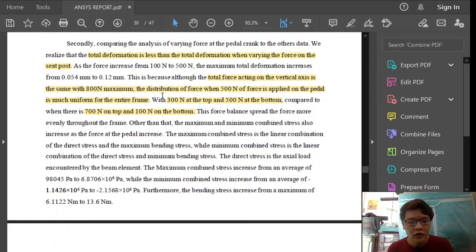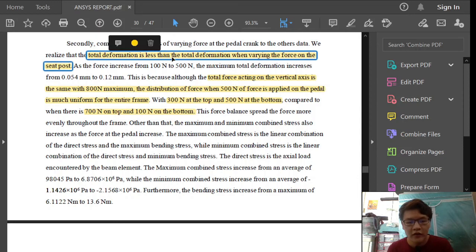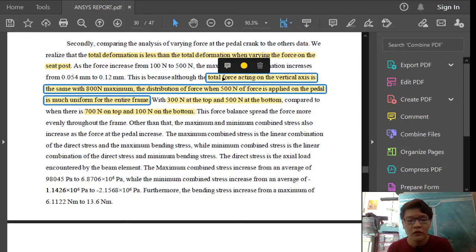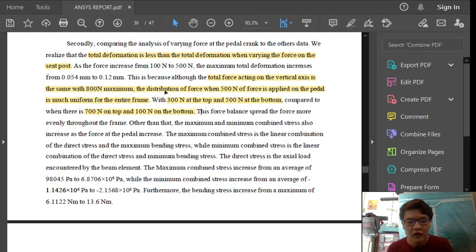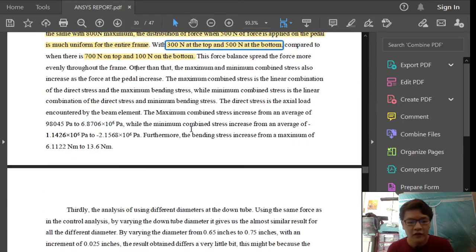Using the second analysis as comparison, which is varying the force at the pedal, we note that the total deformation is less than the total deformation when varying the force on the seat post. This is because although the total force acting on the vertical axis is the same at 800 Newton, the force is distributed much more evenly. For the second analysis, there are 300 Newton at the top and 500 Newton at the bottom, compared to the first analysis, which has 700 Newton on the top and 100 Newton on the bottom. Thus, the second analysis has much less deformation.